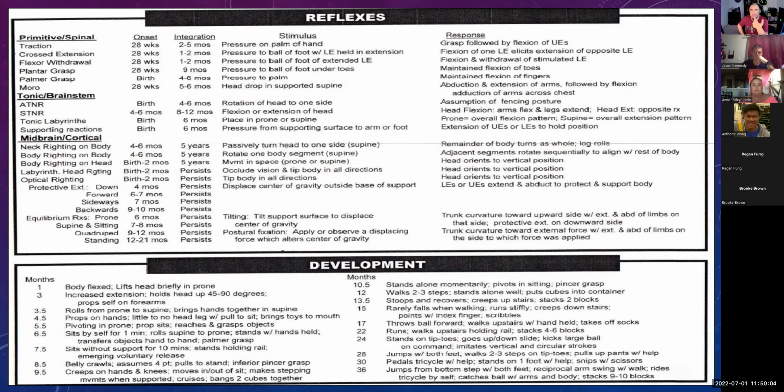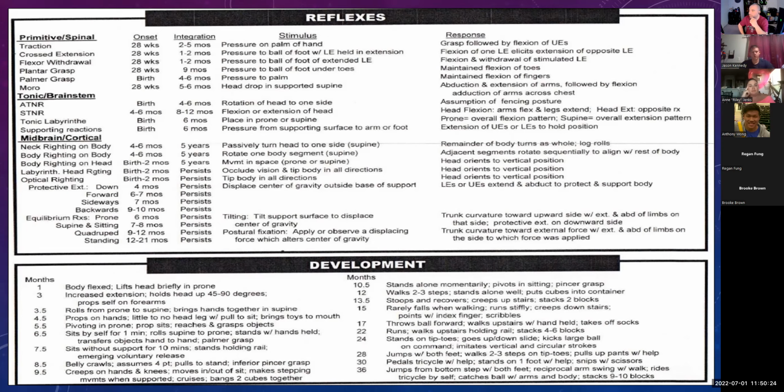So looking at the plantar grasp reflex, right? What is plantar grasp dealing with? It's with the foot, right? Because plantar. So plantar grasp maintains flexion of the toes. So it has to integrate so the foot goes kind of flat. If you look at it, it has to be integrated by 9 months.